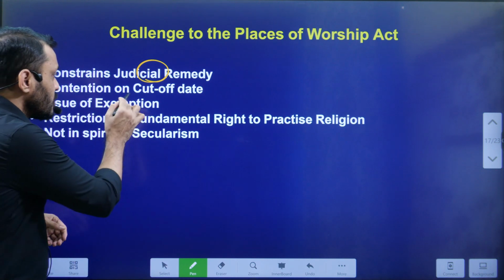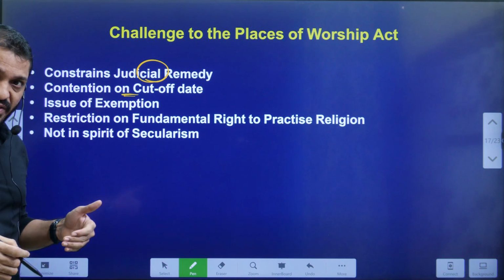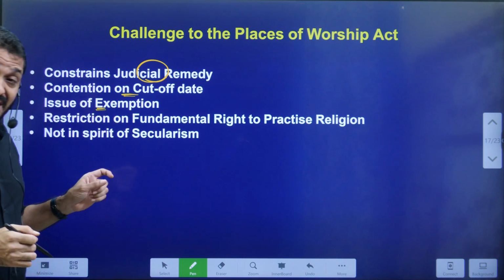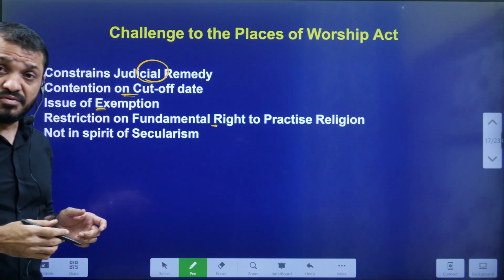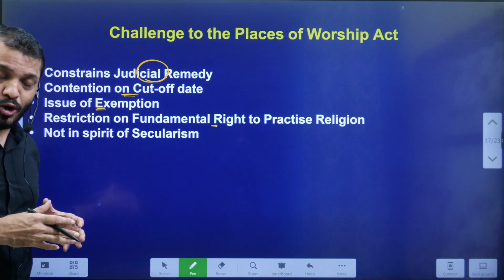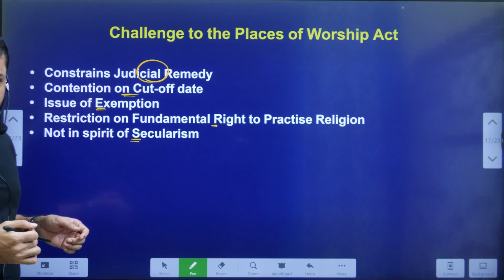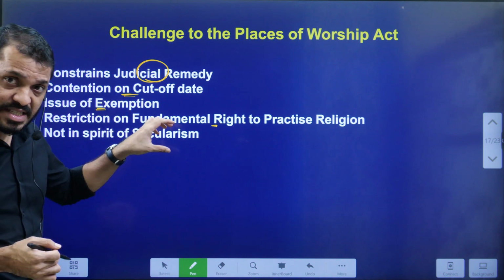Second, why 15th August 1947? Why not 26th January 1950? There are certain conditions, and why are such things exempted? It is also restricting the fundamental rights under Articles 25 and 26, and it is not in the spirit of secularism. These are some of the challenges claimed against the Act.